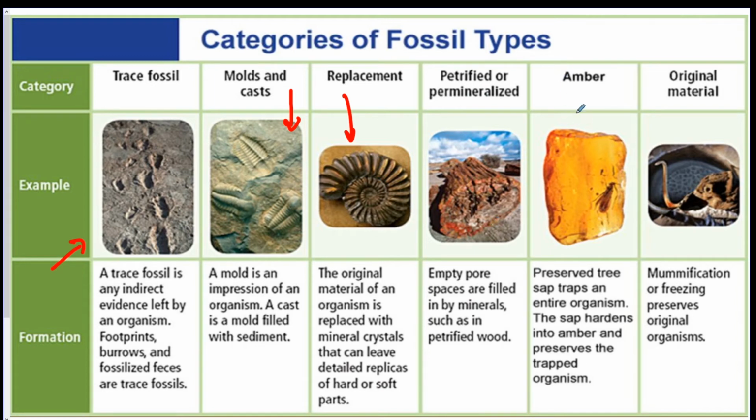Amber is when it's like tree sap and it drips down and it traps the organism inside of it, which is pretty cool. Or, in the rarest case, the original material of the specimen, which can also be more common in ice. Ice preserves original material. All right, cool.